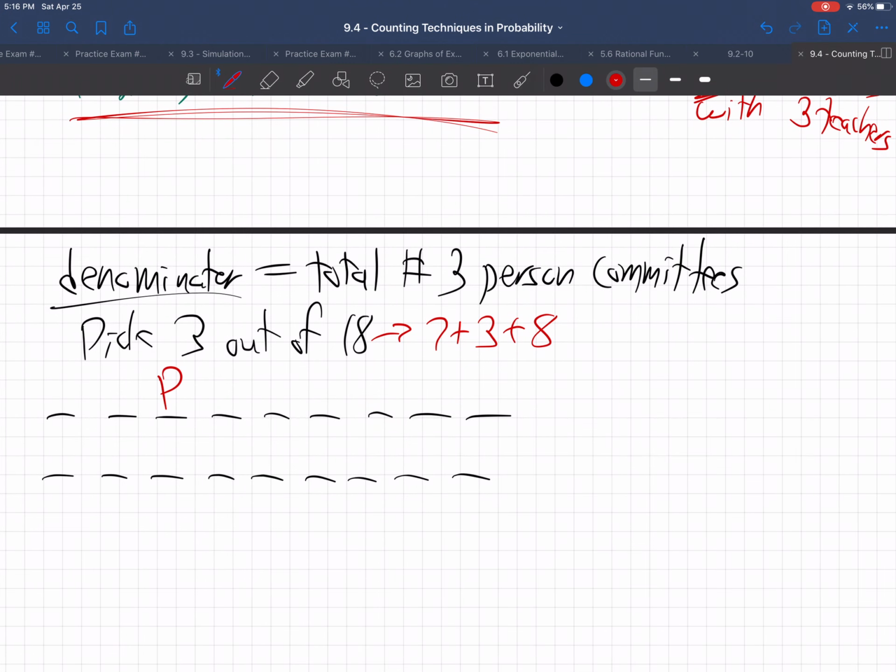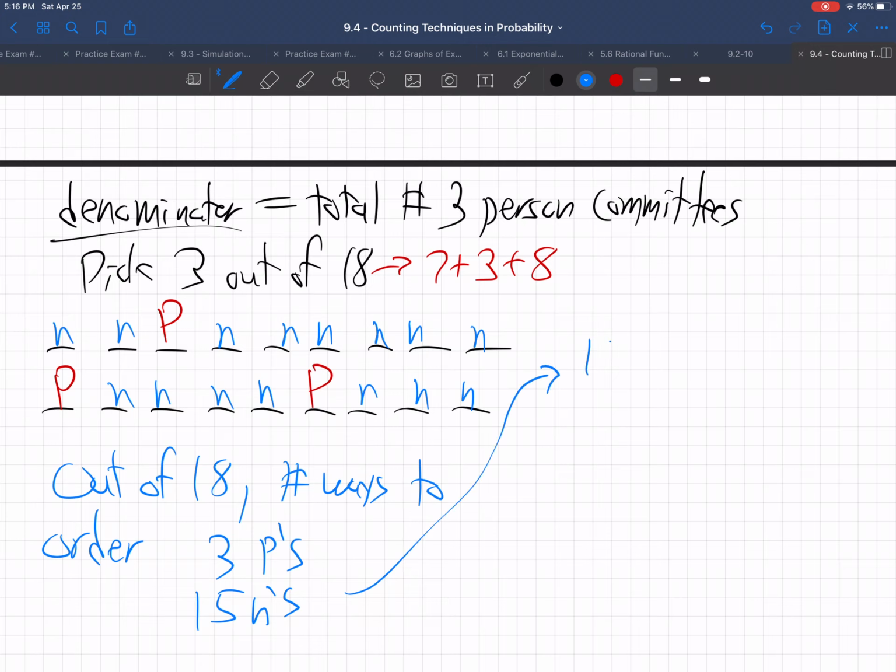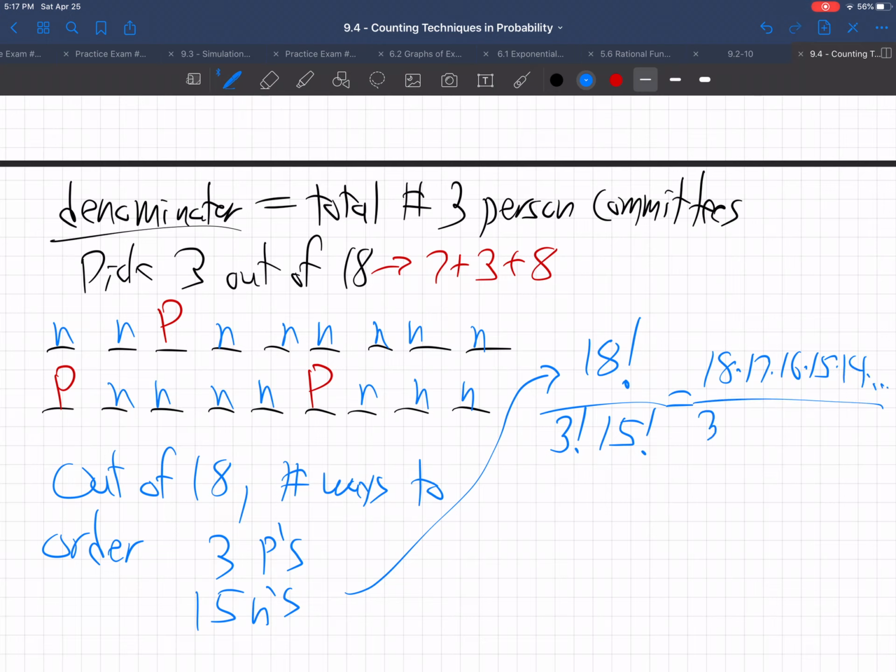So anyway, we got to pick 3. So we pick this person, and pick this person. So we choose them, let's say. So we do not choose all these others. So that means out of 18, the number of ways to order 3 P's and 15 N's. So you know that. That's going to be 18 factorial over 3 factorial 15 factorial, which is 18, 17, 16, 15, 14, over 3, 2, 1 times 15, 14, and so the 15 on down cancels. We have 18 times 17 times 16 over 3 times 2 times 1.